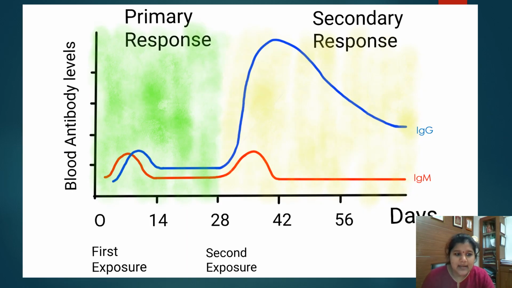As we can see here, the y-axis indicates the blood antibody levels and the x-axis indicates the number of days. When there is first exposure to an antigen, that is day 0, as we can see there is production of IgM antibodies, and then when there is a second exposure, a larger number of antibodies of IgG type is produced. The secondary response is faster, quicker, and more antibodies are produced. Therefore, the antigen is chased out of the body faster than in the primary response.